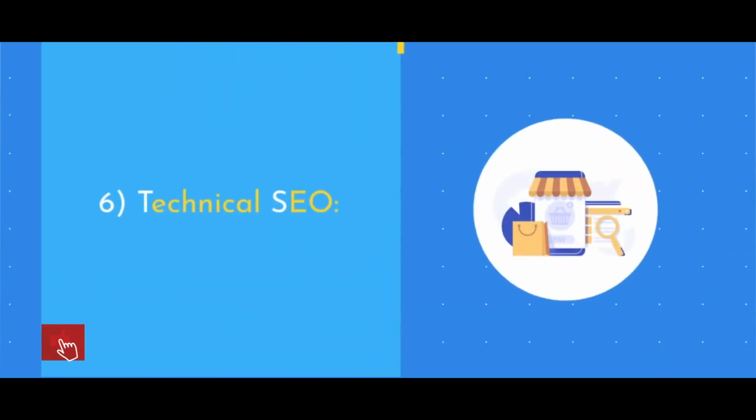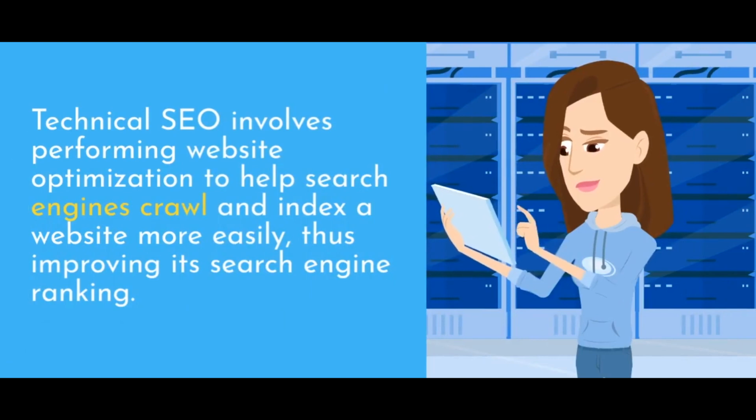6. Technical SEO. Technical SEO involves performing website optimization to help search engines crawl and index a website more easily, thus improving its search engine ranking.